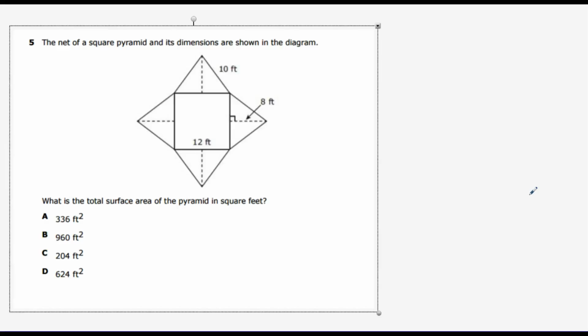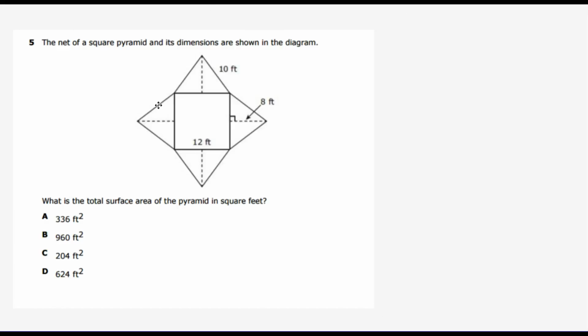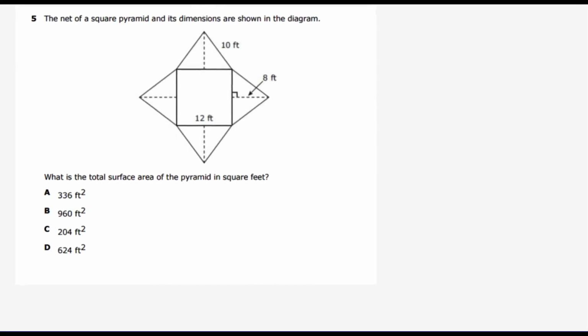Okay, number 5. Net square pyramids. Dimensions are shown in the diagram. What's the total surface area of the pyramid in square feet? Okay, so this one is kind of a pain because we haven't talked about it yet. Talked about it now, but we didn't at the time. Hopefully you're able to get an idea of what it's asking for.